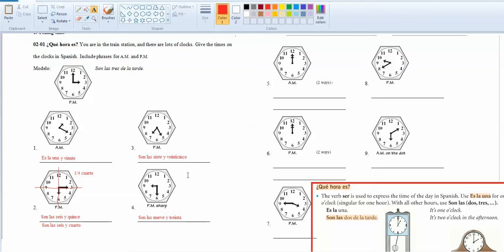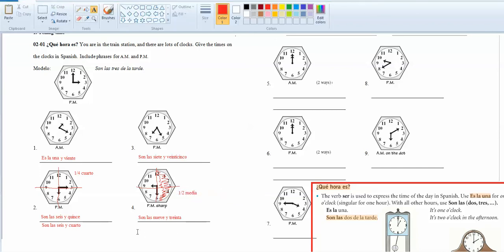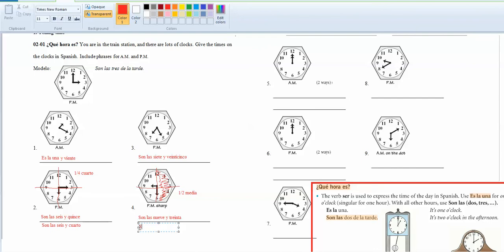Okay, but again, if I look up here and I divide up my circle, when my minute hand gets to the 6, I have actually made it cover a half of the circle that makes up my clock, and a half is media. So you could actually say son las 9:30 or son las 9 y media.